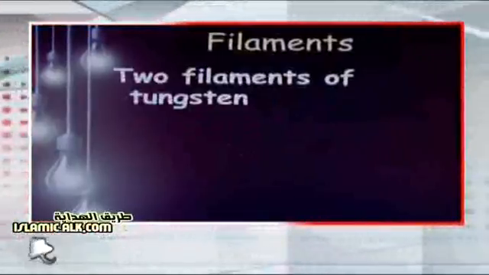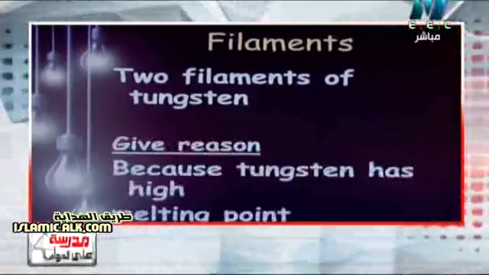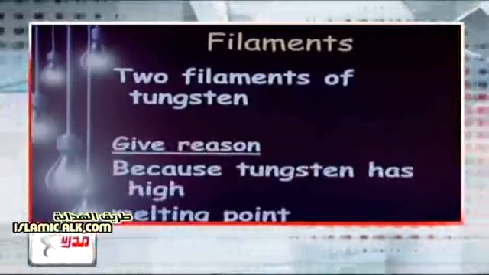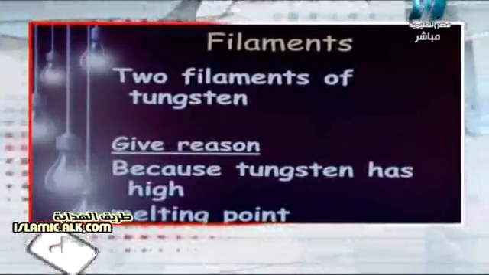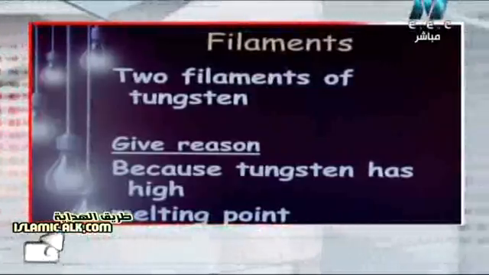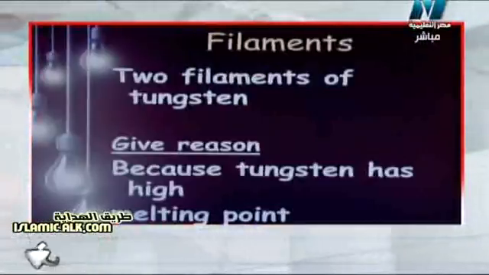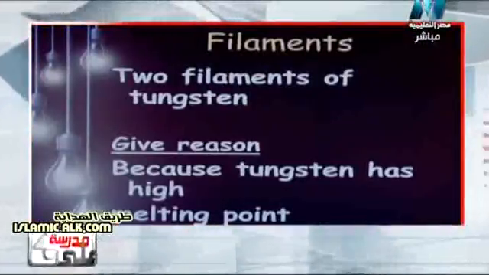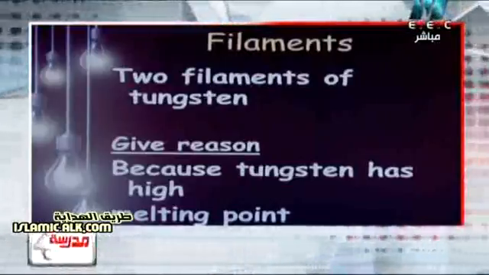Why? Or give reason. The same answer of the light bulb. نفس إجابة light bulb because tungsten has high melting point. لأن tungsten عنده درجة انصهار عالية جدا. Okay, so again, if the question is about the light bulb or about the fluorescent lamp, the same answer. Why we made the filament of tungsten, or give reason the filament is made of tungsten: because it has high melting point.